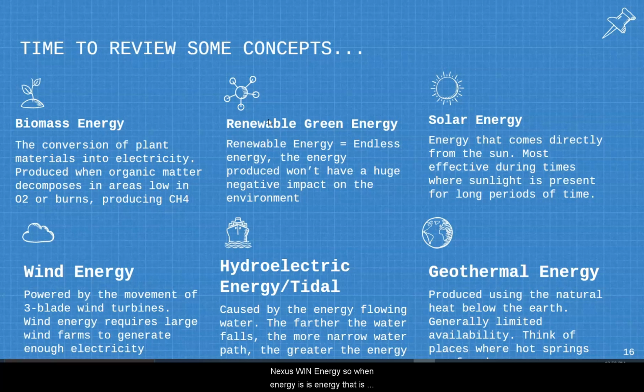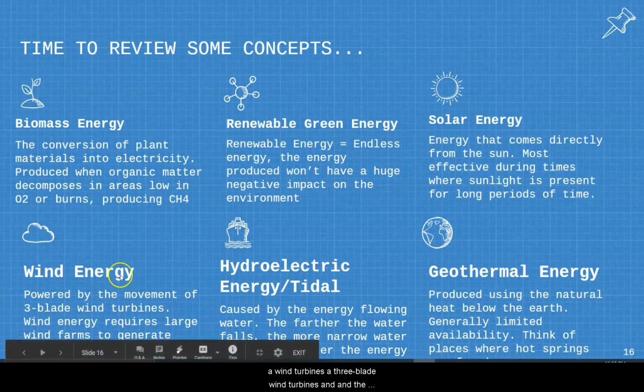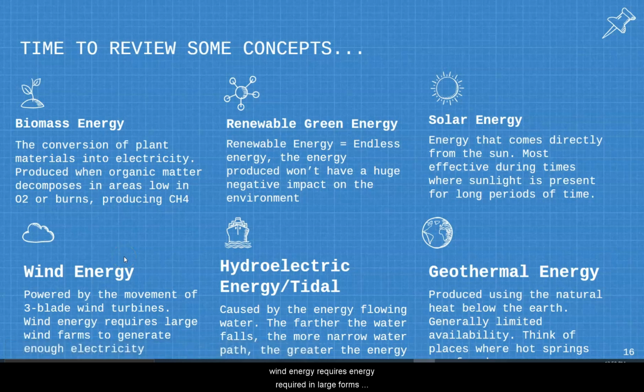Next is wind energy. Wind energy is energy that is powered by the movement of wind. Normally you're using three-blade wind turbines, and wind energy is normally required in large farms to generate enough electricity. Next is hydroelectric energy or tidal energy, and this is energy that is caused by flowing water. So the farther the water falls, the more narrow the water path, and the greater the energy output.